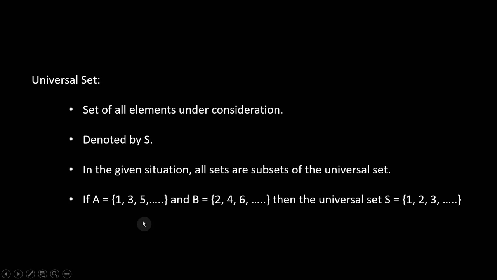As an example, in the given situation, consider two sets A and B, where A is having all the positive odd integers and B is having all the positive even integers. So in this situation, the universal set S can be represented as the set of all the positive integers, which includes odd integers as well as even integers.